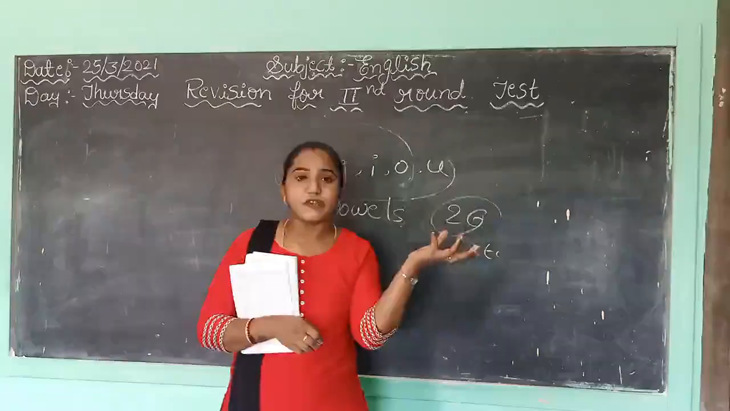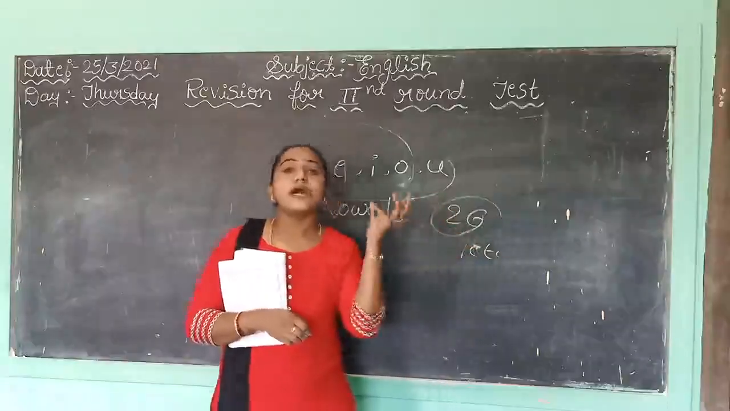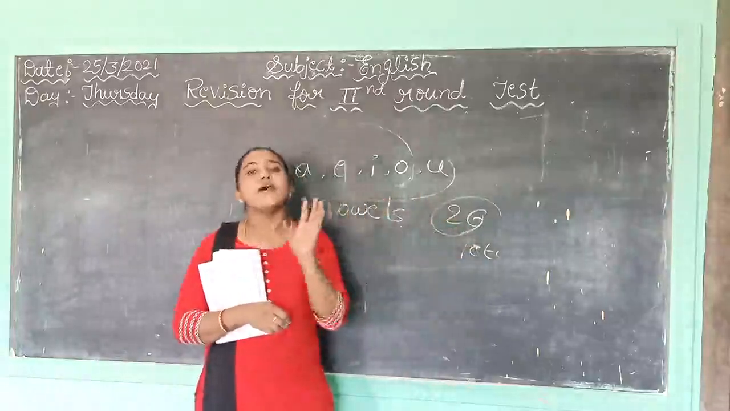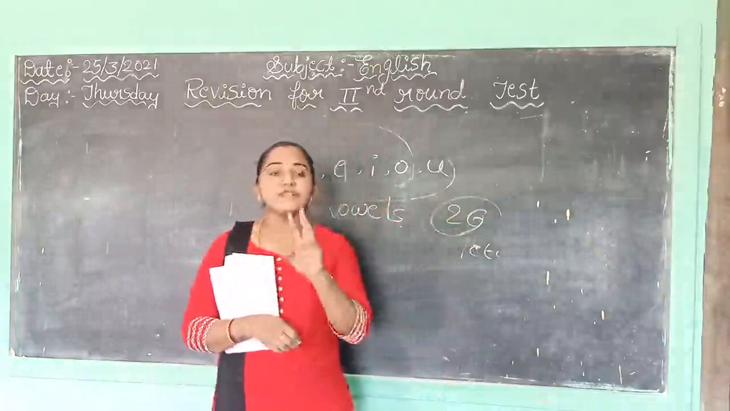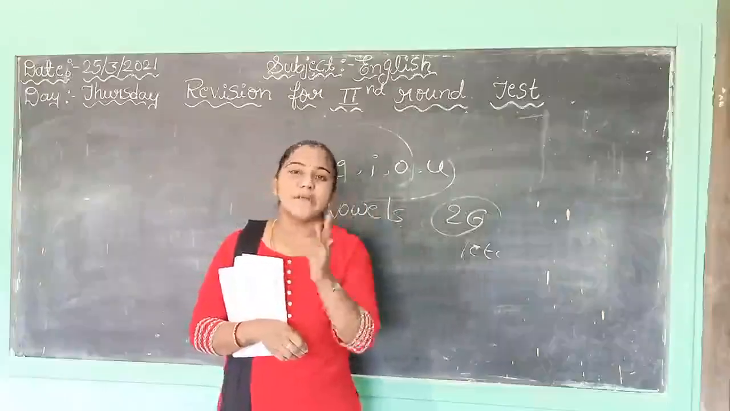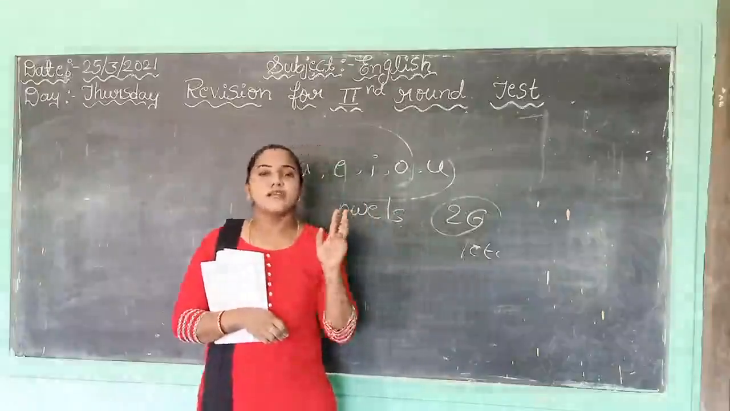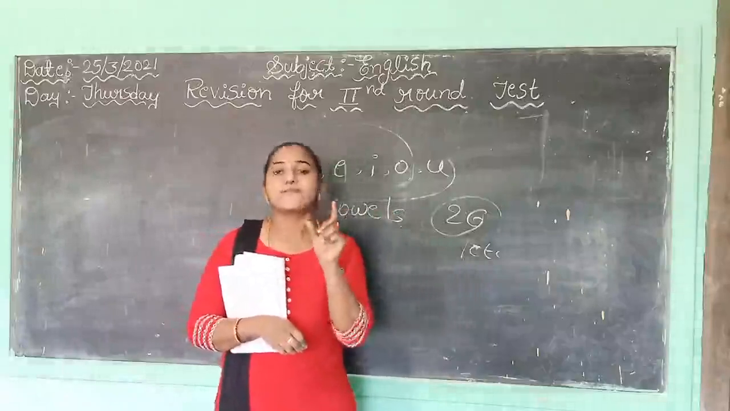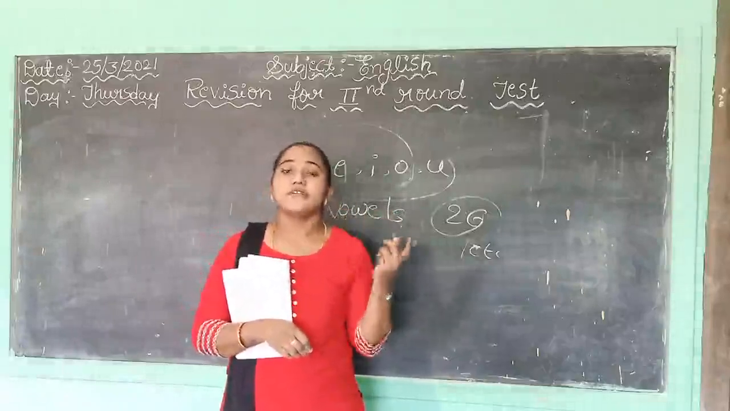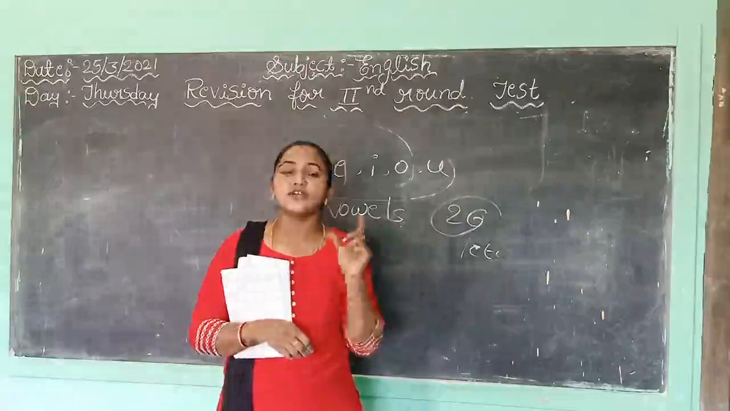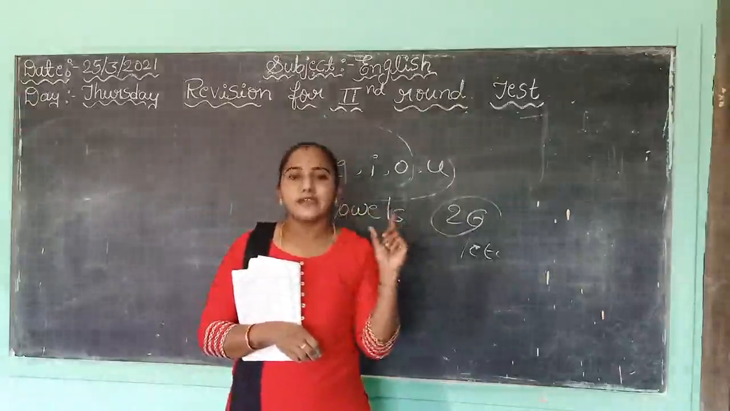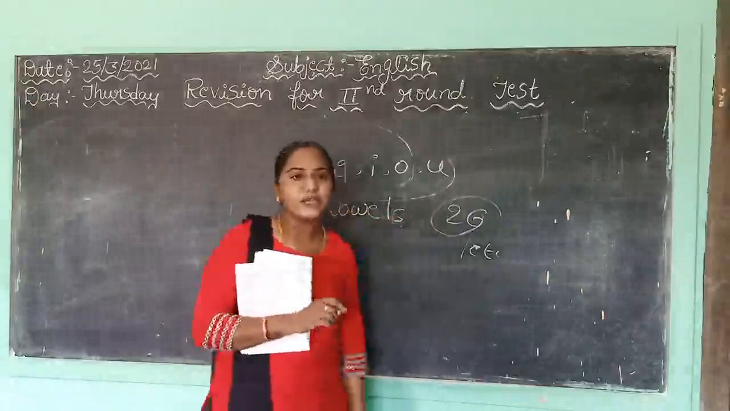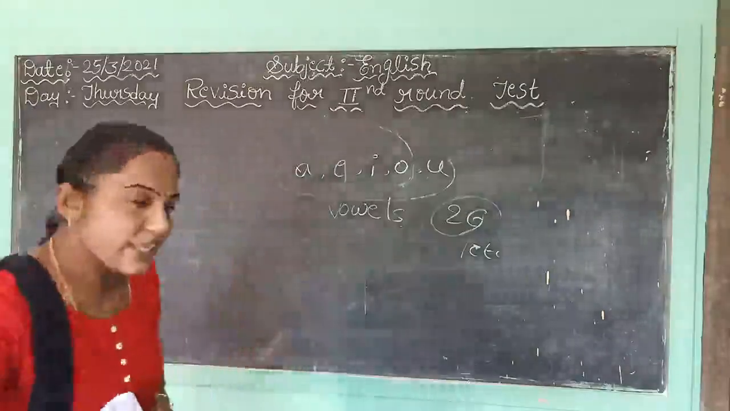Before those words we use "a". Now, for example, bat: "a bat". B is a consonant letter, so we pronounce it "a ball", "a bat". So we use "a", because B is a consonant letter. So we use "a" before ball or bat. Okay, now let us see more examples like this, children.